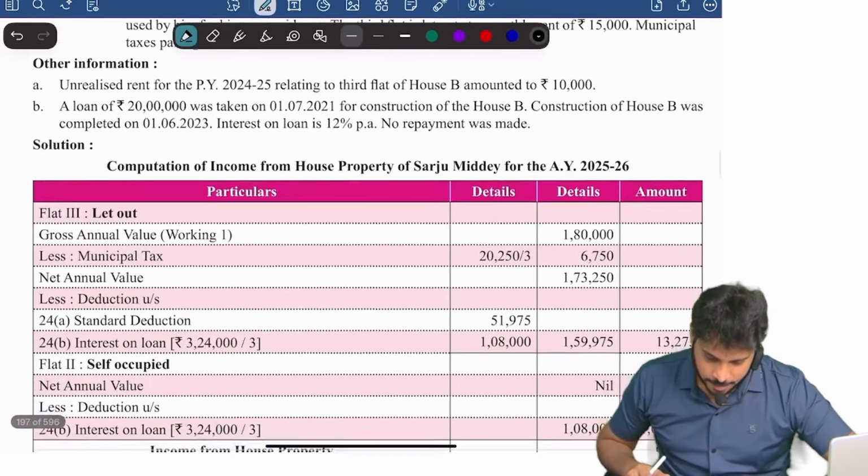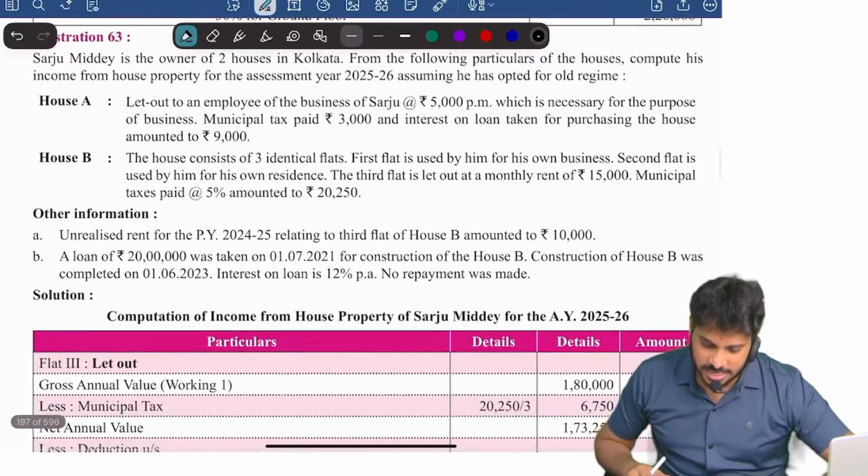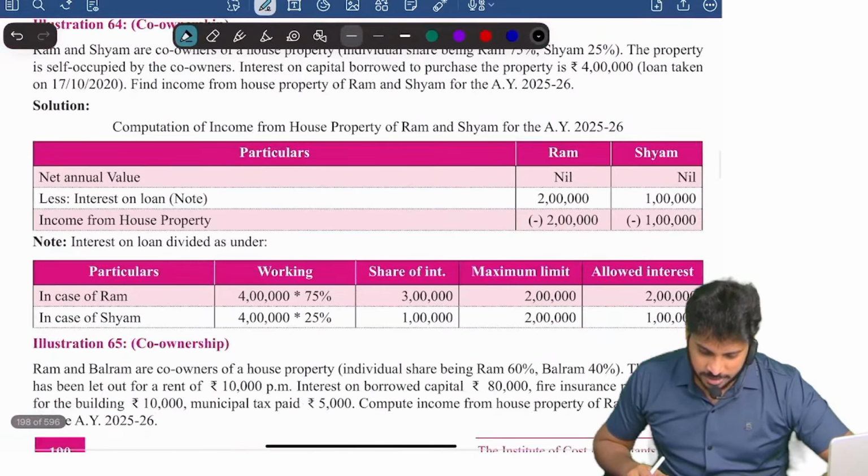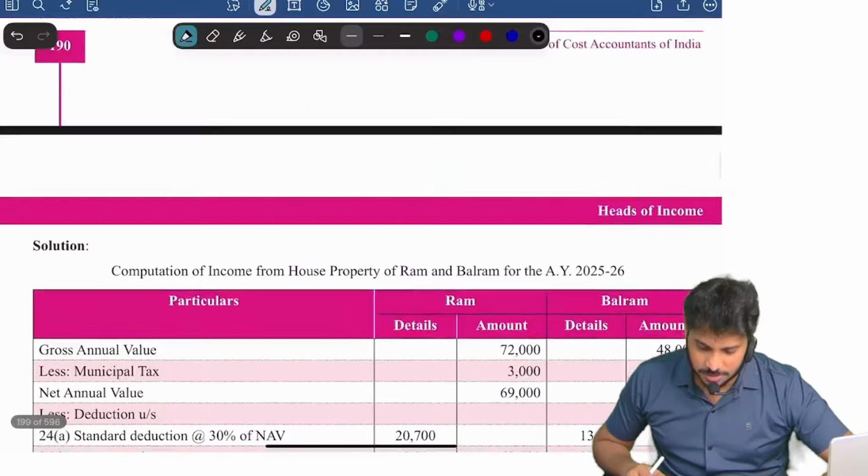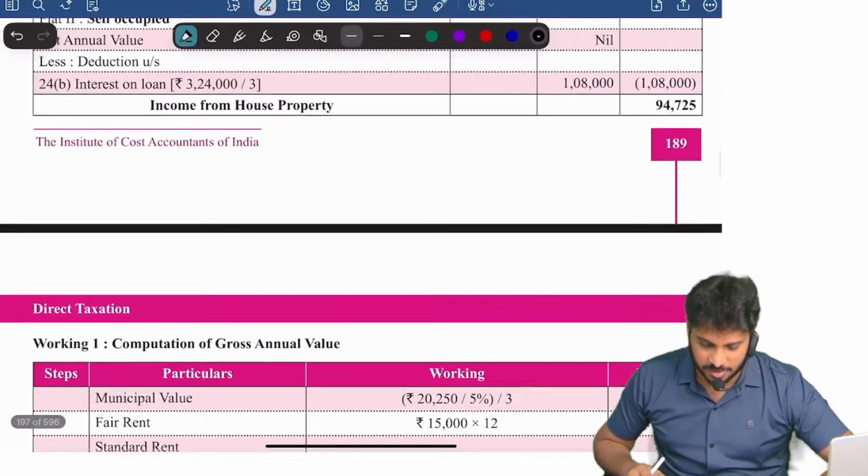Next one, illustration 63. Then after that how many do we have? Illustration 64, I think the co-ownership last problem. Oh, only 2 more problems. Fine. We will compute and then finish it off.